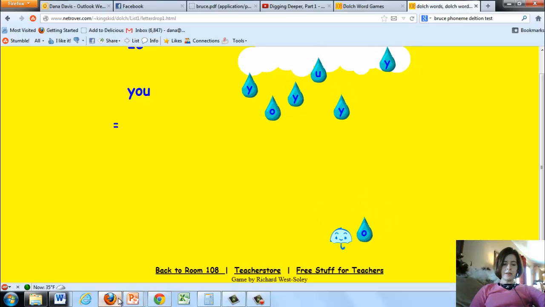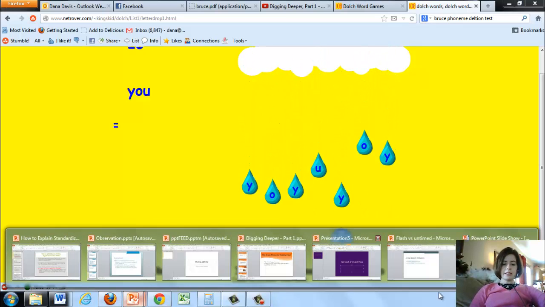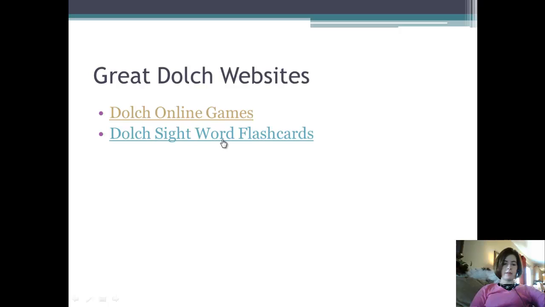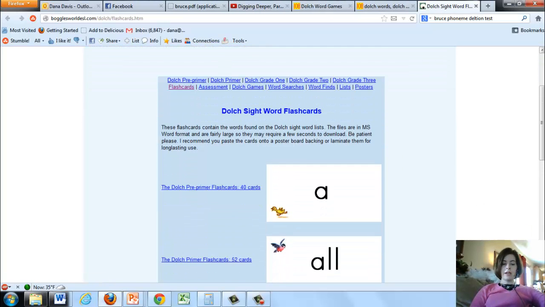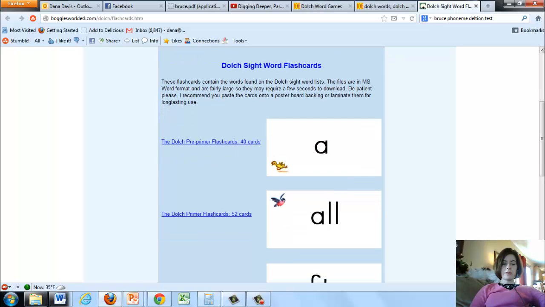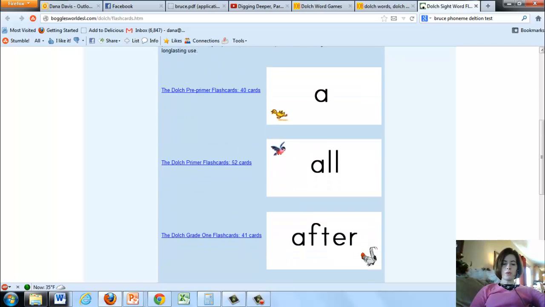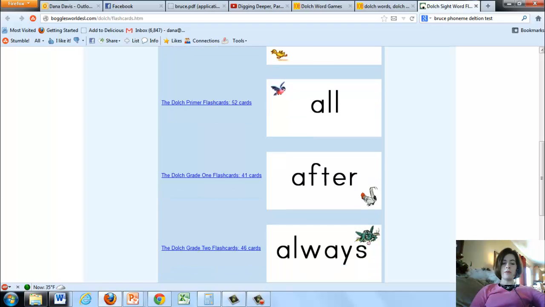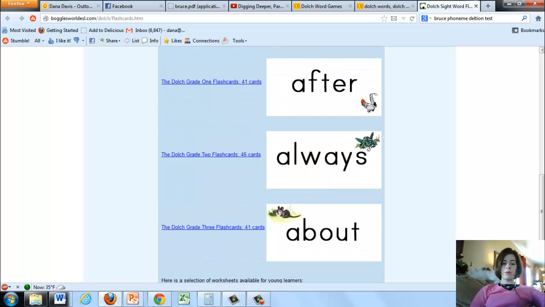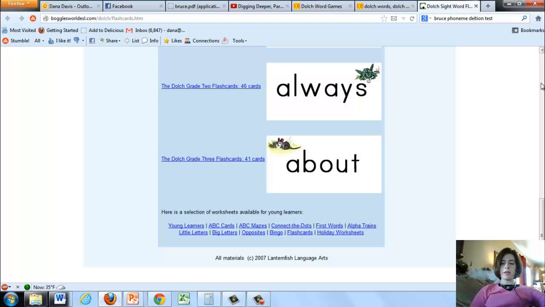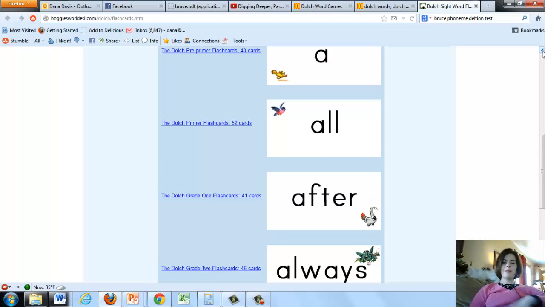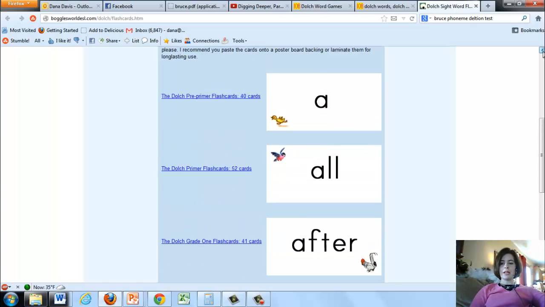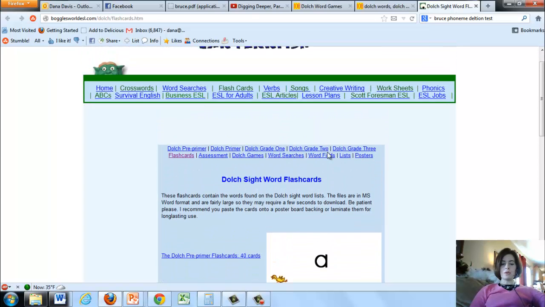Let's go back and take a look at that other website that has some flashcards, I believe. And these might be handy for you to print out and have for extra practice. These are the Dolch pre-primer flashcards. There's 40 cards, and then it goes up each level. Primer, grade 1, grade 2, and then grade 3. And so these flashcards might be a great resource for you to print out, put onto cardstock, laminate, and then have for a good reference tool and assessment tool even for your students.